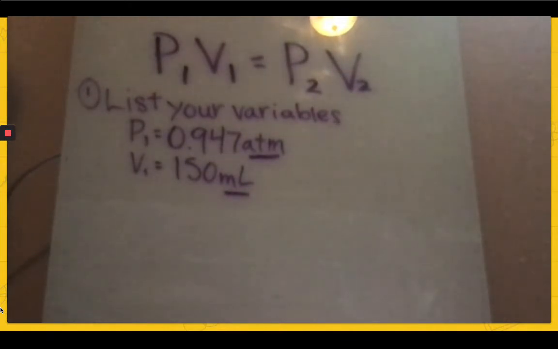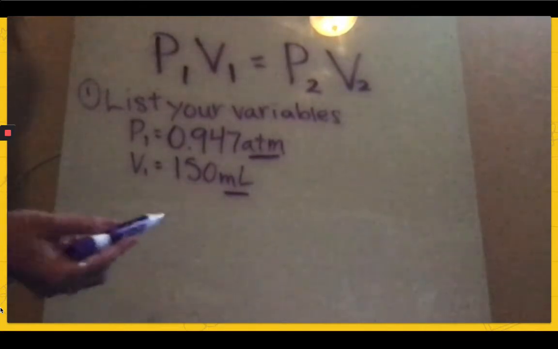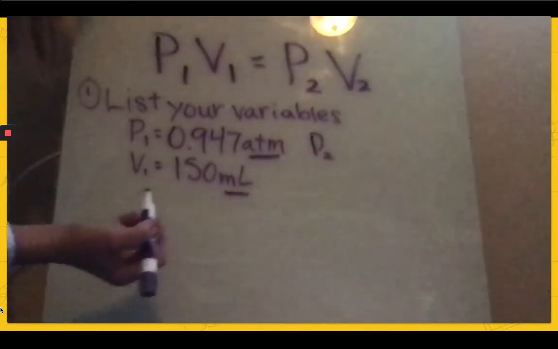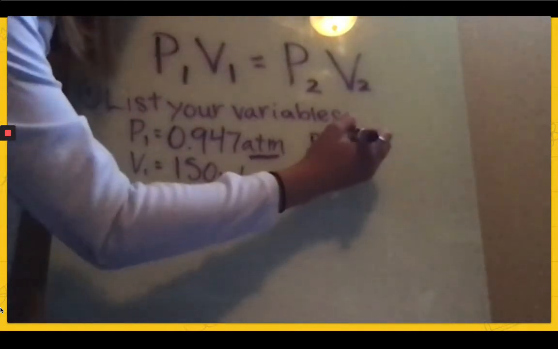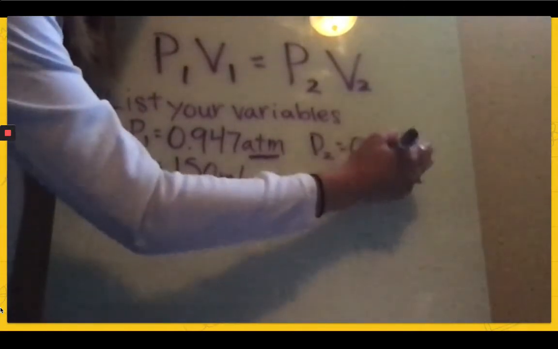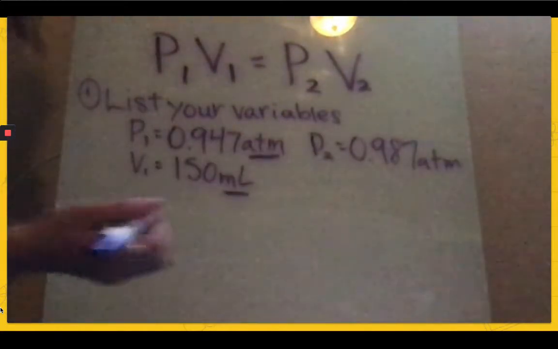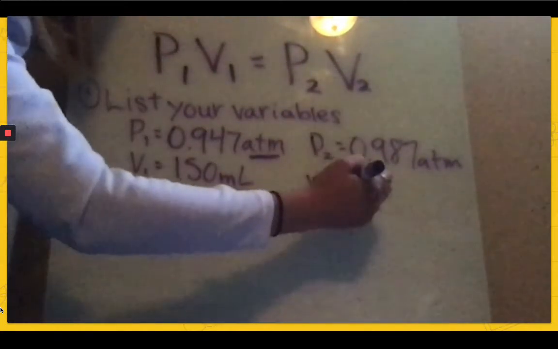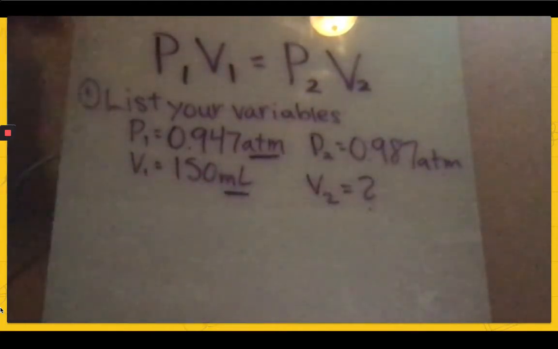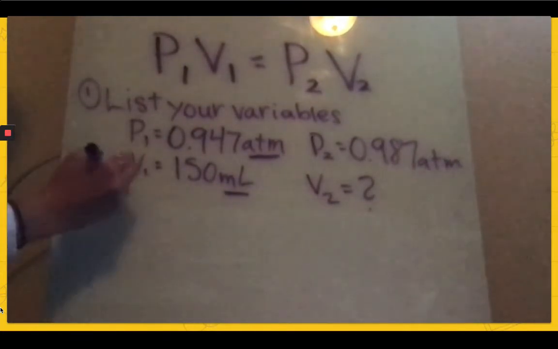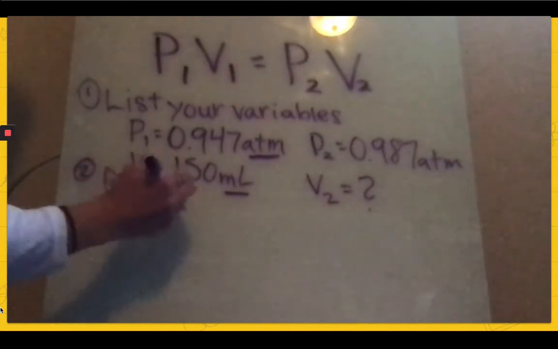It then tells us that our final pressure, our P2, is 0.987 atm. And it asks us, what is the volume? So that tells us that we don't know the volume. That's going to be what we're looking for. So we've listed all our variables. Our next step is to plug them in. We're going to plug into the equation.